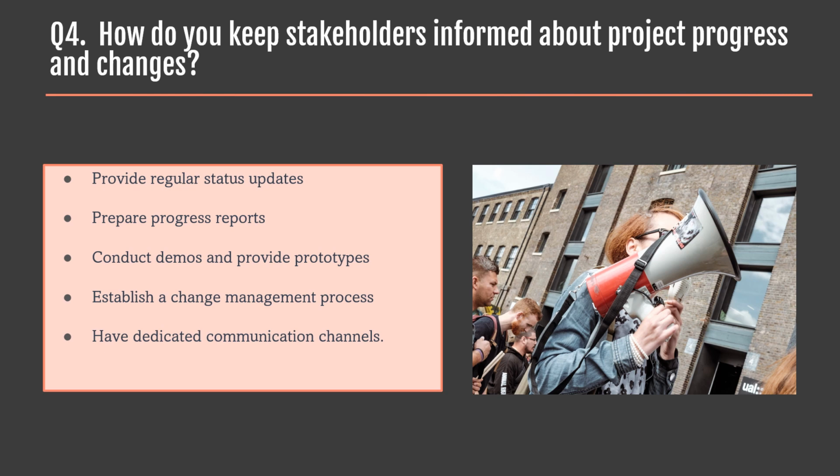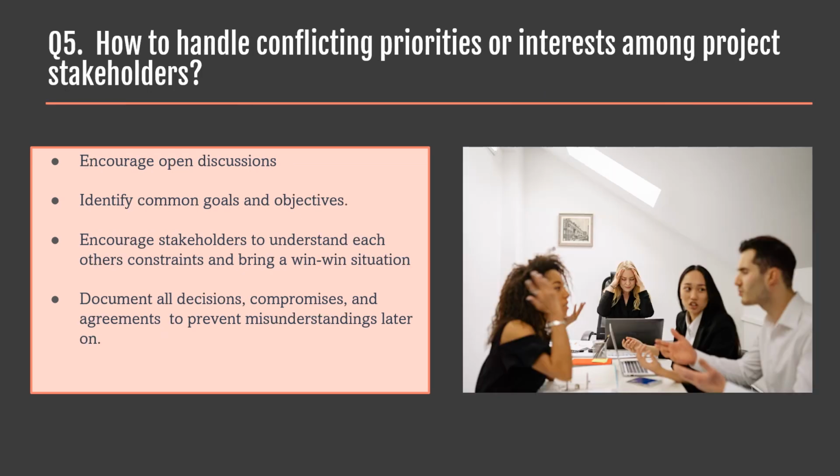Mary used communication channels like emails, project management software, and other collaboration platforms, and also ensured that they were easily accessible and comfortable for all the stakeholders to use. That way she had clear and transparent communication with the stakeholders about the progress made. Question number 5. How to handle conflicting priorities or interests among project stakeholders?